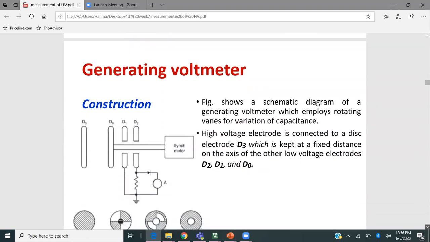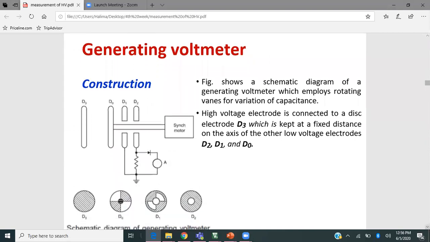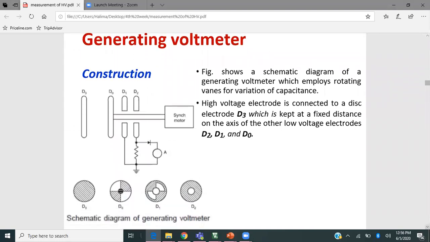This is the schematic diagram of the construction of the generating voltmeter, which employs rotating vanes for the variation of the capacitor. This is the synchronous motor connected to D0, and the high voltage electrode is connected to a disk electrode, that is D3, on the axis of the other low voltage electrodes D0, D1, and D2 here.